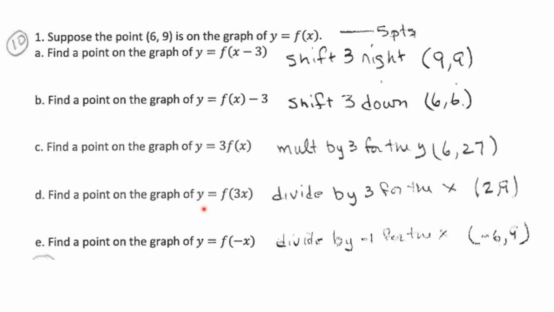Find a point on the graph of y equals f of 3x. You divide by 3 for the x, and that gives you (2, 9) as a point. And last but not least, find a point on the graph of y equals f of minus x, divide by minus 1 for the x. This is a reflection through the y-axis. This is (minus 6, 9).